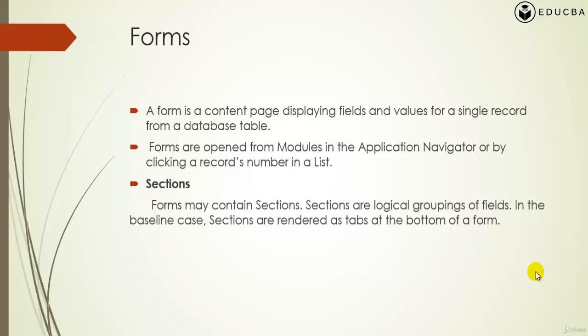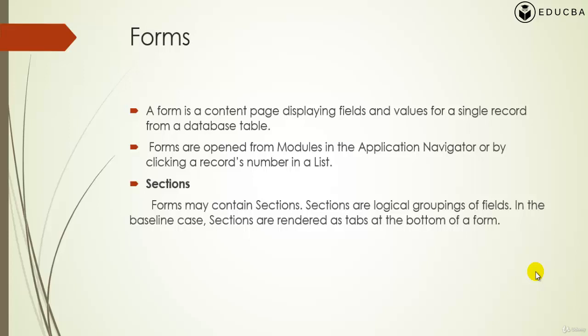So if any record has to be inserted into the list, the form is the basic way the record entries come in. A form is a content page which displays the fields and values for a single record from a database table. Yes, it can show you, or you can create within the same form. If a record already exists, as I've shown you the instant record, I'll click on that and show you how a form view will look.